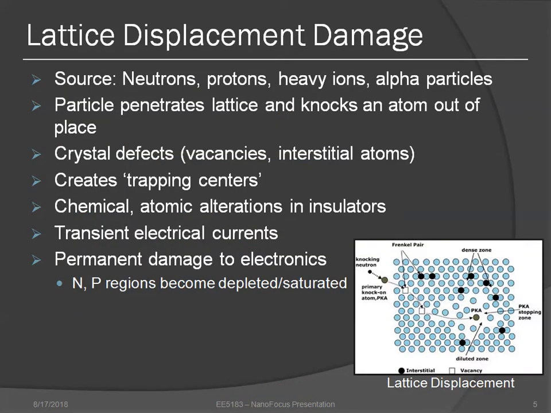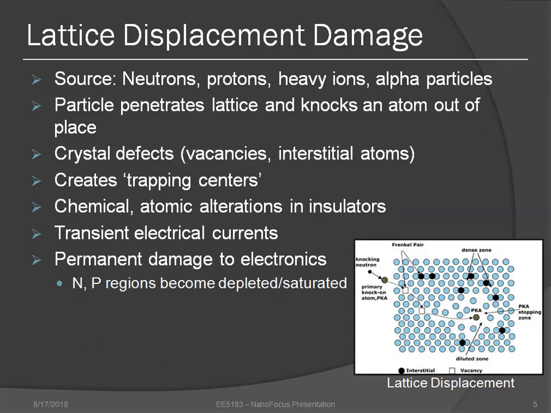Lattice displacement damage occurs when neutrons, protons, heavy ions, heavy particles, or high energy gammas collide with atoms in a crystal lattice. It's best illustrated by this illustration here on the bottom. You can see the incident neutron. It comes into the lattice structure and knocks an atom out of place. That atom then comes to rest between other atoms and their bonds, and that's where your interstitial atoms come from. It leaves vacancies where the atom was, and that then creates a place for positive charge to get trapped. So there are those trapping centers.